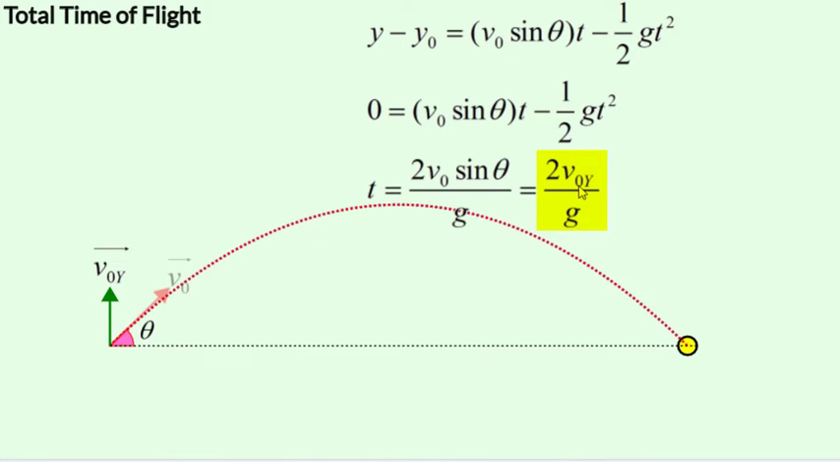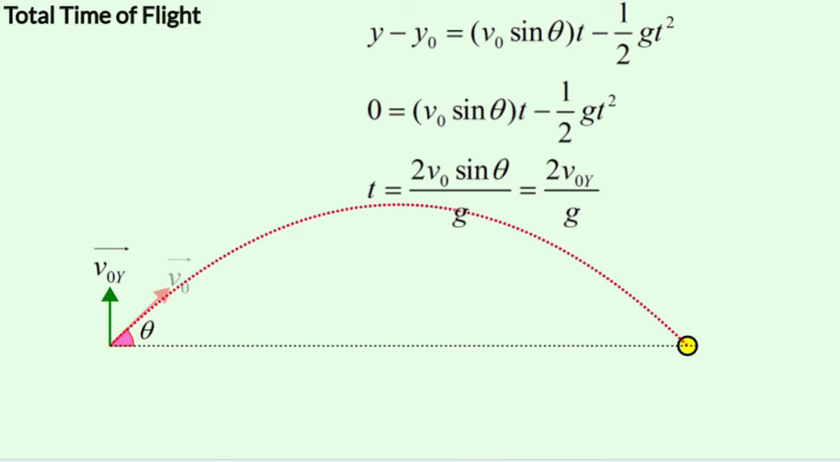But remember, for a projectile, it is not 2 times v0 over g, but 2 times v0 sine of theta over g. Now the time taken to get from the launch point to the highest position will be half of this. So the time taken for the projectile to move from the launch point to the highest position would be v0y over g or v0 sine theta over g. So the time of flight depends on both the speed at which you launch the projectile and the angle at which the projectile is launched.